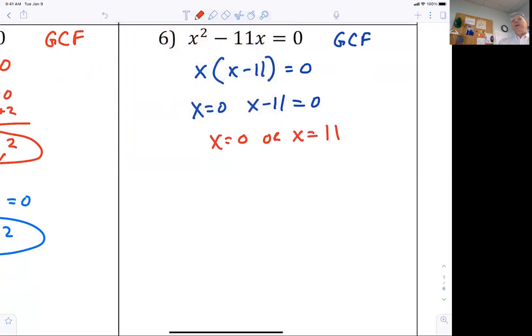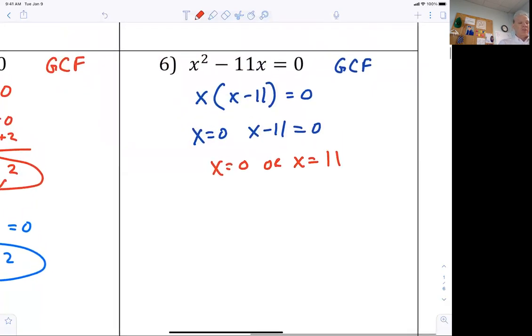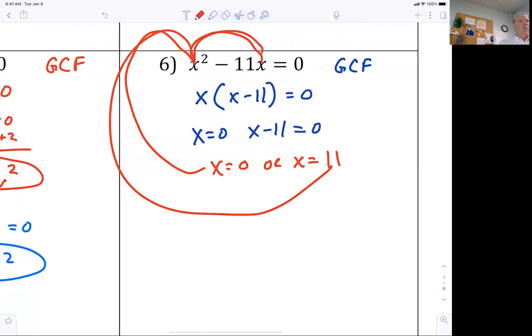You're allowed to write the answer after you factor it. So now, just stressing, if I were to plug 0 in for x, I would get what? If I plug 11 in for x, I would get what? All right, now it's easy.